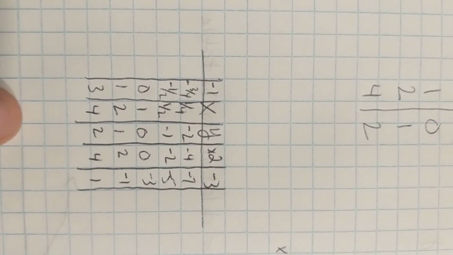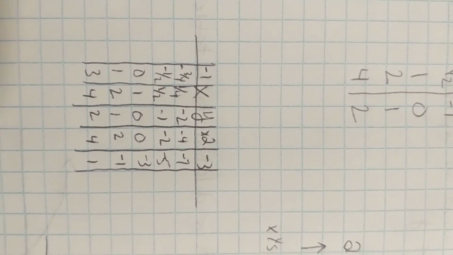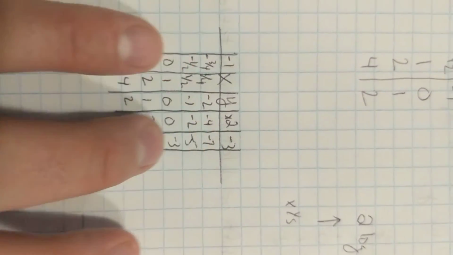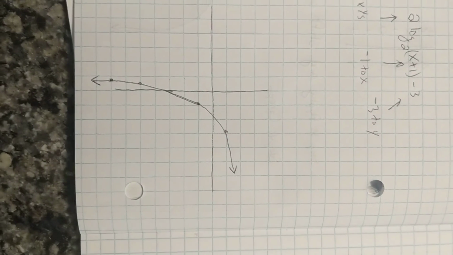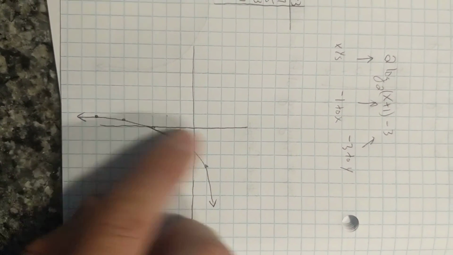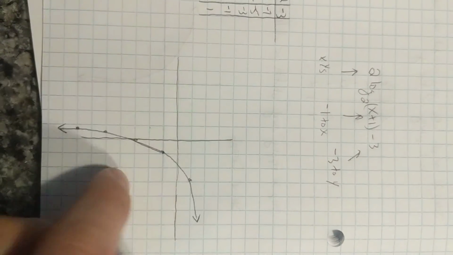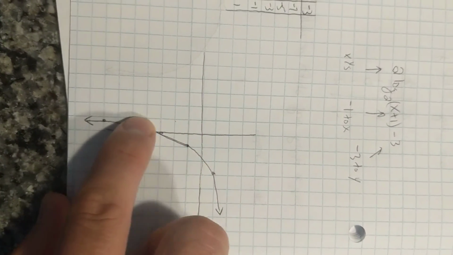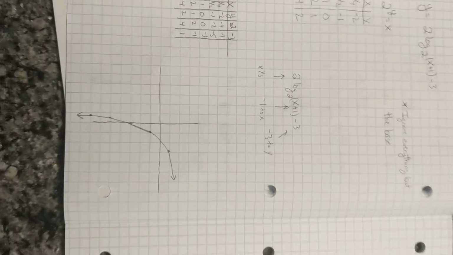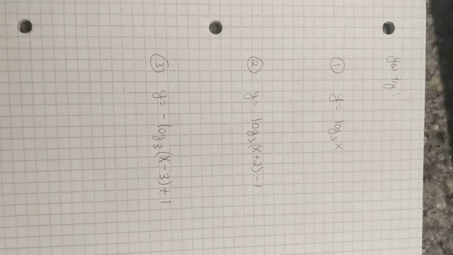And so here's my table. I started off with these right here. Subtracted 1, multiplied by 2, subtracted 3. So then I get all my points. And when I plot them, instead of it plateauing along the y-axis, I shifted this all over 1 unit to the left, so now it's plateauing along x equals -1, and then it starts to plateau from there. So that's a logarithmic function.